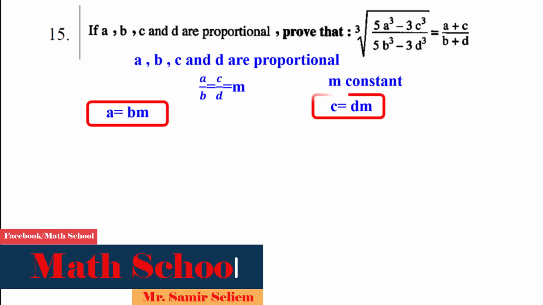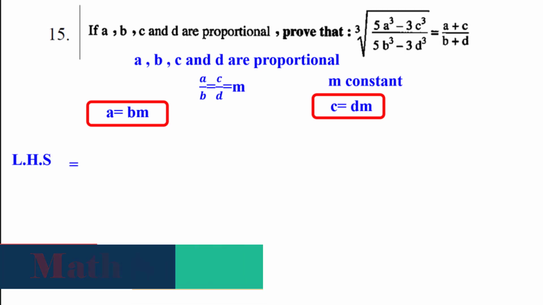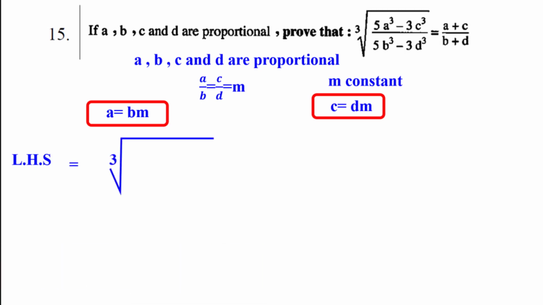We have two relations here. So substitute in the left hand side and right hand side. The first one is the left hand side: the cubic root of 5a cubed. We have here, guys, a cubed equals b cubed m cubed. Now we have 5b cubed m cubed minus 3c cubed, which means 3d cubed m cubed. We can write it as 5b cubed m cubed minus 3d cubed m cubed.